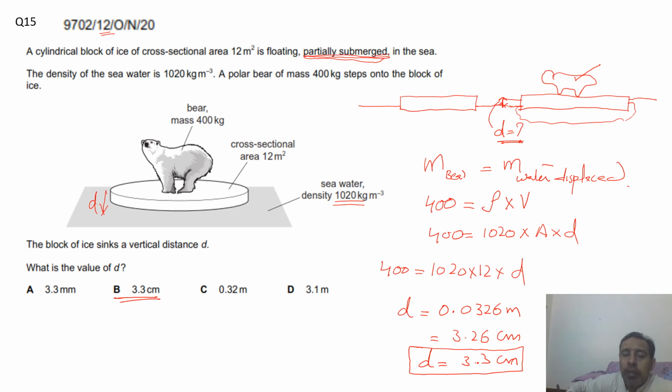Again, a quick review: this ice is partially submerged inside the water. When the bear is standing at the top, it's submerged a little more inside, and you have to find this D. So we can solve this problem by the comparison of two masses, the mass of the bear and the mass of the water displaced. When we equate these two masses, then by substituting all the values, you can get that D. Thank you very much. Bye.